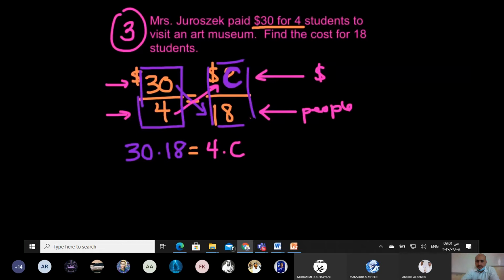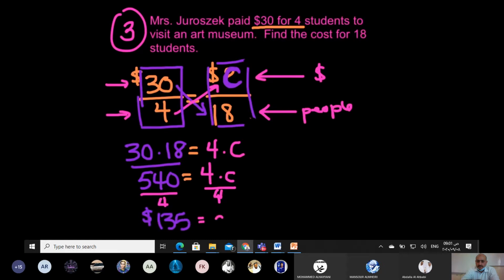So now let's continue on. We have 30 times 18, and that equals 4 times the cost. So 30 times 18, we need to do that math, and we get 540. And that is equal to 4 times the cost. And so now we're going to divide by 4 because we have a multiplication by 4. Divide by 4. And so that cost is going to be $135. This is how much it's going to be for 18 people.